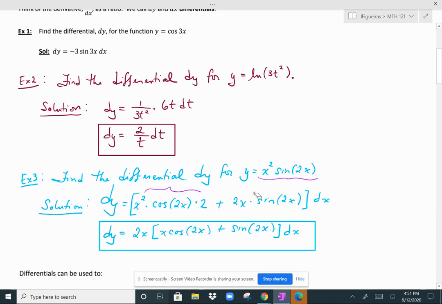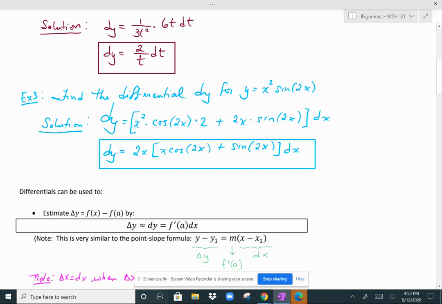And then the only thing I did from the second line to this third line here is that I factored out a 2x from the two expressions inside the bracket. So you have that dy is equal to 2x times x cosine 2x plus sine of 2x multiplied by dx.